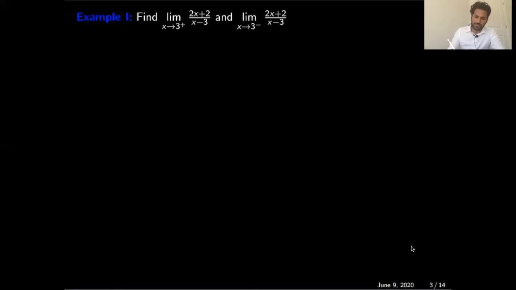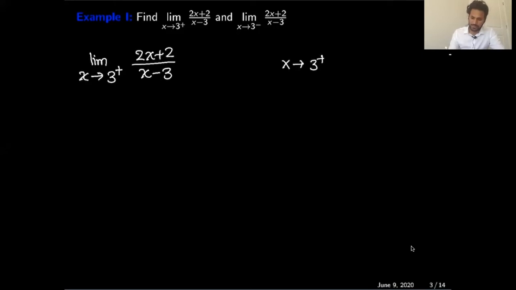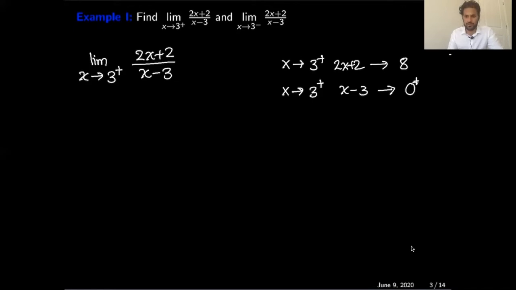How to calculate algebraically? Here I have a function. I'm going to compute the limit as x approaches 3 from the positive side of 2x plus 2 over 3 minus x. We can observe that as x approaches 3 from the positive side, the numerator term 2x plus 2 is approaching the number 8, since 6 plus 2 is 8. However, the denominator term 3 minus x is getting closer to 0 from the positive side.